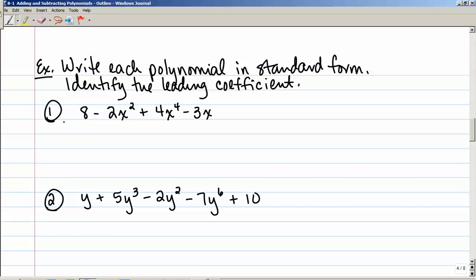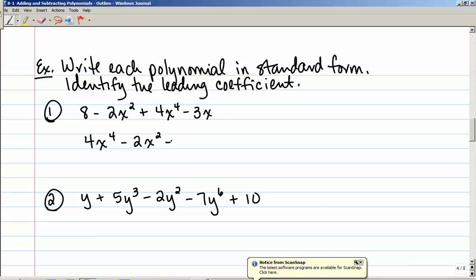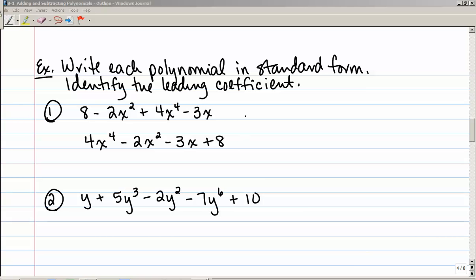So let's look for our biggest exponent here in number 1. So I have 8 minus 2x squared plus 4x to the 4th minus 3x. My biggest exponent is in 4x to the fourth, so I'm going to start with that one. Then my next largest exponent is in negative 2x squared, and be sure you keep that negative or that minus in front of the 2. And then I have negative 3x to the 1, or just negative 3x, and then plus 8. So that would be the polynomial written in standard form. And my leading coefficient is going to be 4, this big 4 out front.